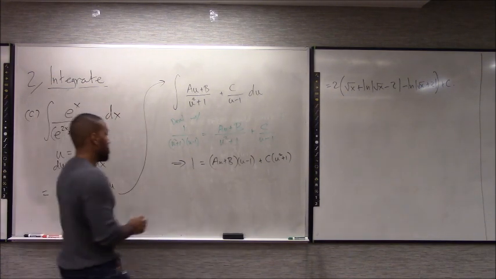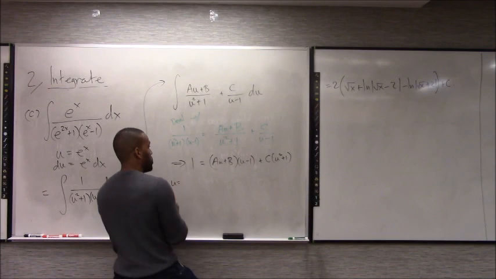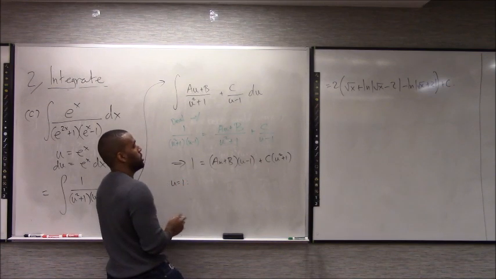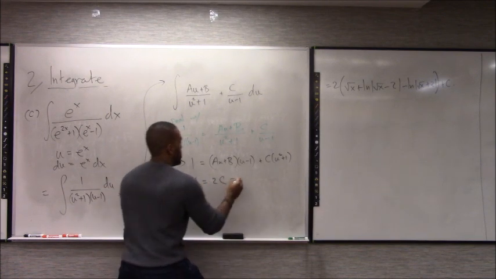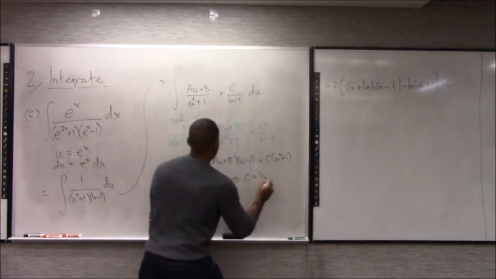I can solve for the c right away. If I set u equals 1, that'll kill this whole term, and I would get 1 equals 2c. This means c equals 1/2.